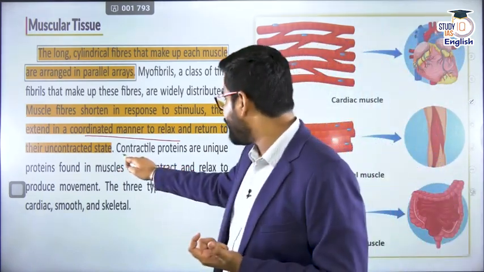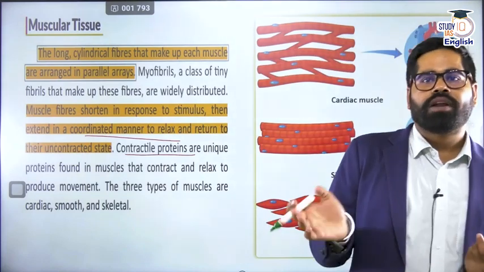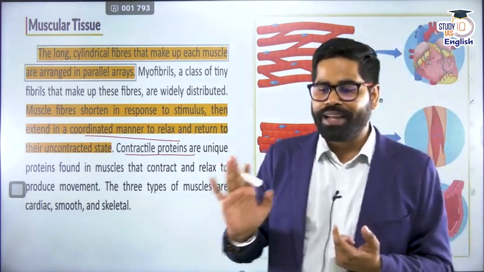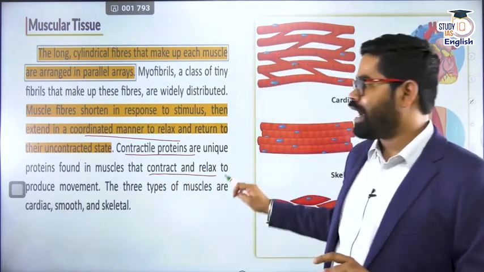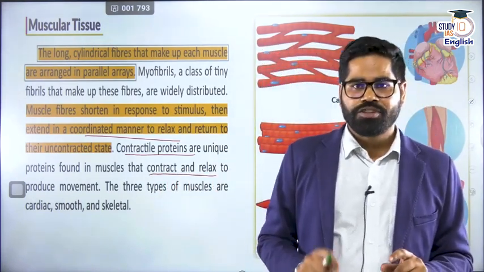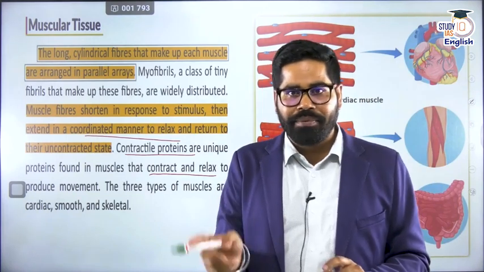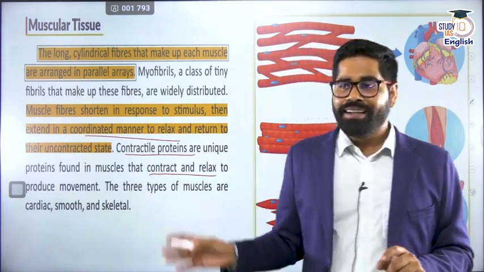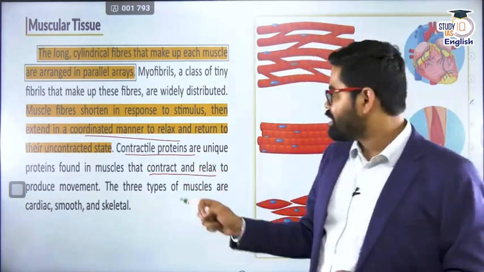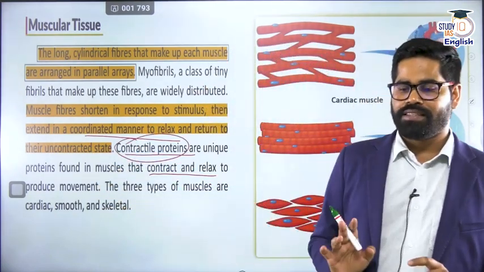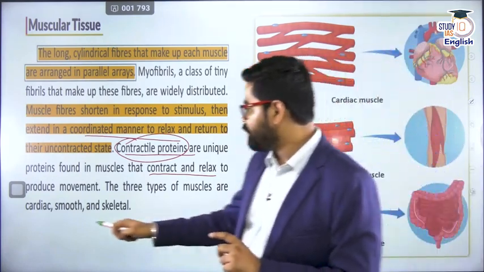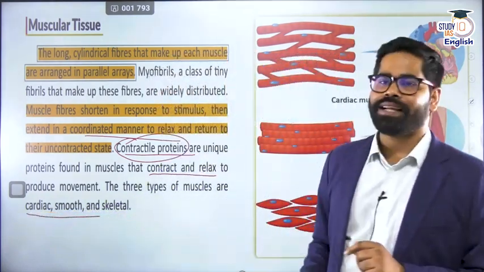There are contractile proteins, which are one of the unique proteins found in the muscles, and they are responsible for contraction and relaxation. So muscles are the ones enabling the movement, and for that purpose there are contractile proteins found in the muscles. And we have three different types of muscles: cardiac, smooth, and skeletal.